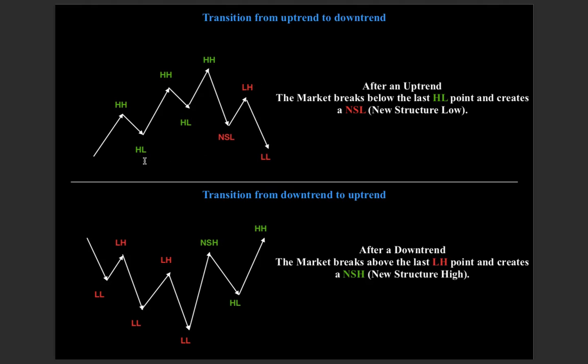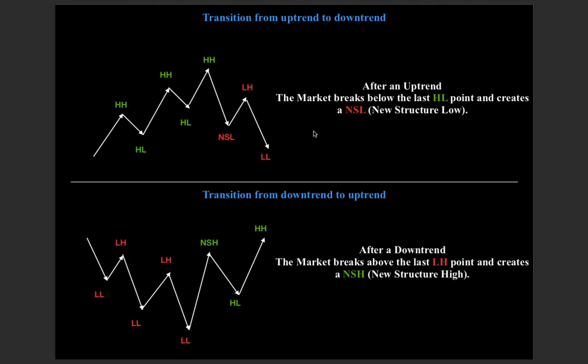So the transition from uptrend to downtrend takes place when the market breaks a previous higher low point. Okay, because what do we know? We know that an uptrend consists of higher highs and higher lows. So if a higher low is violated, that means there is now an increased amount of sellers. Okay, and they are then shifting the structure of the market. So now we are no longer in an uptrend structure, we are shifting towards a downtrend structure.